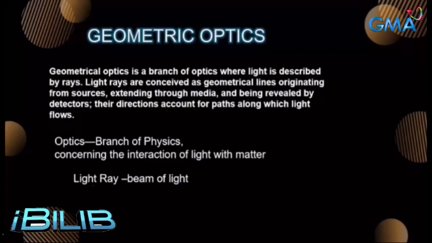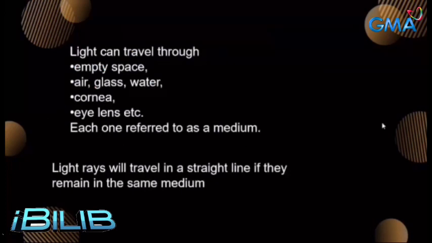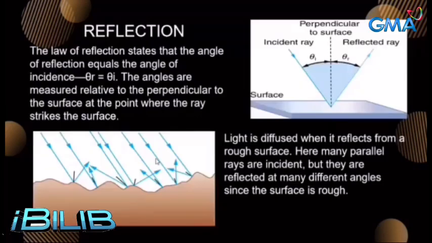Ayan, light ray, beam of light, or yung sinag ng arrow. Light can travel through empty space, air, glass, water, cornea, eyes, eye lens, etc. Each one is referred to as a medium. Light rays will travel in a straight line if they remain in the same medium.